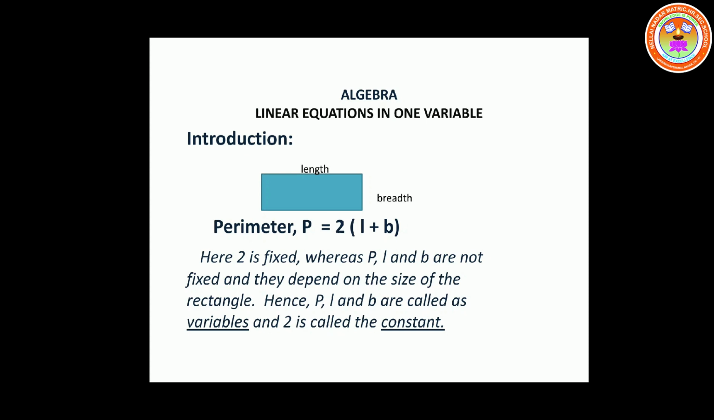Why do I say that P, L and B are not fixed? Because they depend on the size of the rectangle. They depend upon the length and breadth. Depending upon the length and breadth of the rectangle, we get the perimeter of the rectangle. But what happens to the 2? It is not changing. It is fixed. Now, since 2 is fixed and the other elements, that is P, L and B, are changing, that is, they depend upon other factors, P, L and B are called variables, whereas the value which is fixed, 2, is called the constant.